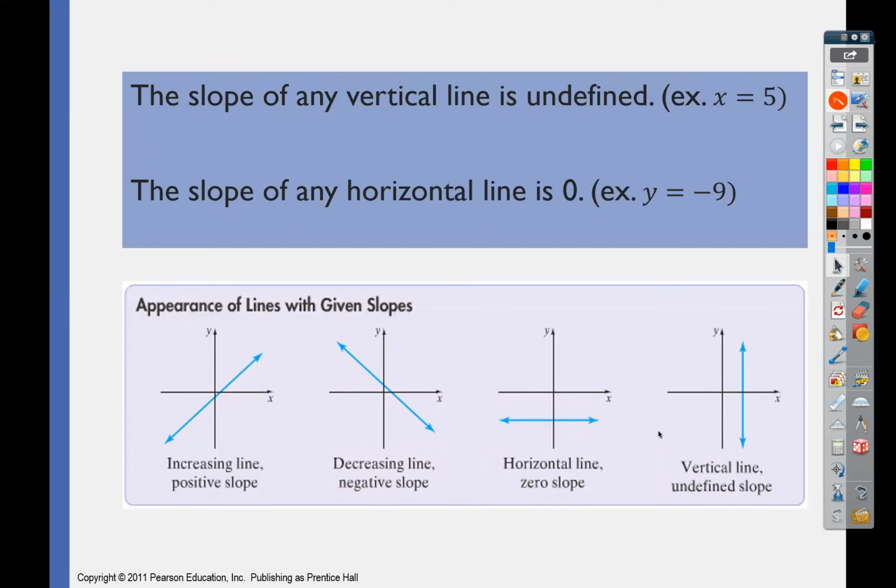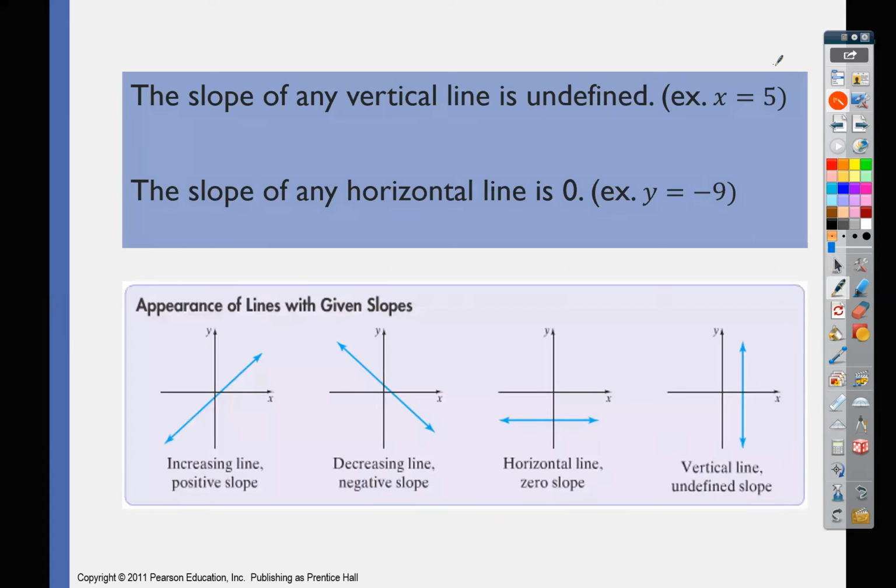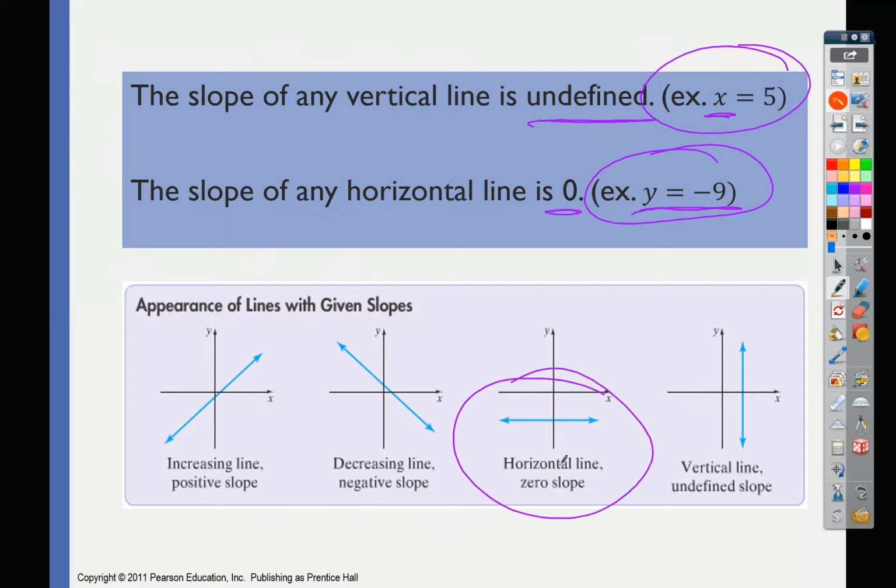Okay, so again, the slope of any vertical line is undefined, and that line would look like x equals -5. The slope of any horizontal line is 0, and that would be y equals a constant. So if it's undefined, it's x equals, and if the slope is 0, it's just y equals a constant. And this is what they look like. So a horizontal line has a slope of 0, and a vertical line has an undefined slope.